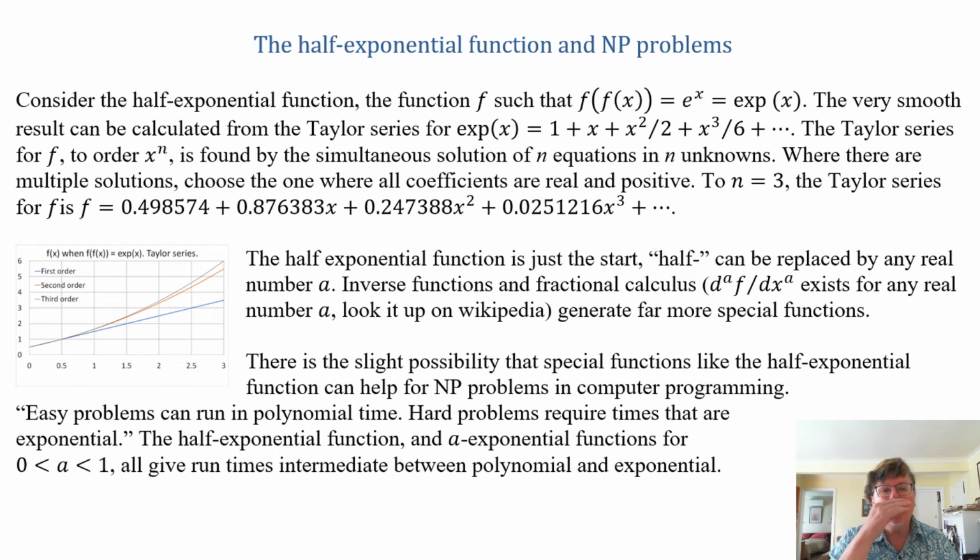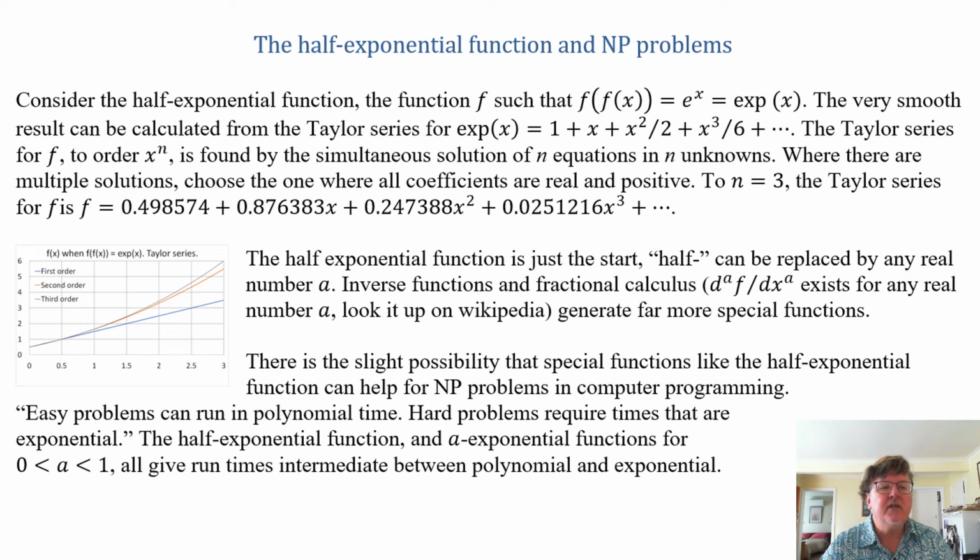This is the function f such that f of f of x equals e to the power x, exponential x. The very smooth result, well, there are functions that satisfy this that are not smooth, but I believe that the smooth result is unique. This smooth result can be calculated from the Taylor series for e to the x: 1 plus x plus x squared on 2 plus x cubed on 6 plus x to the 4th on 24 plus x to the 5th on 120 plus x to the 6th on 720, etc.